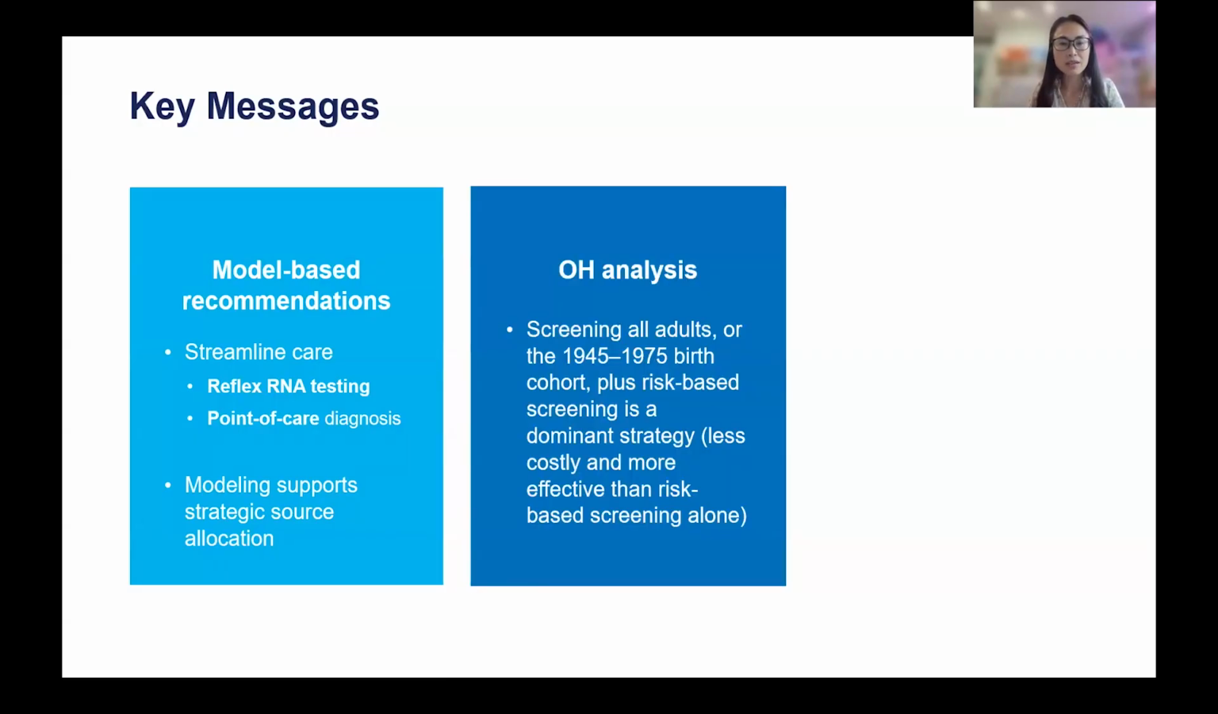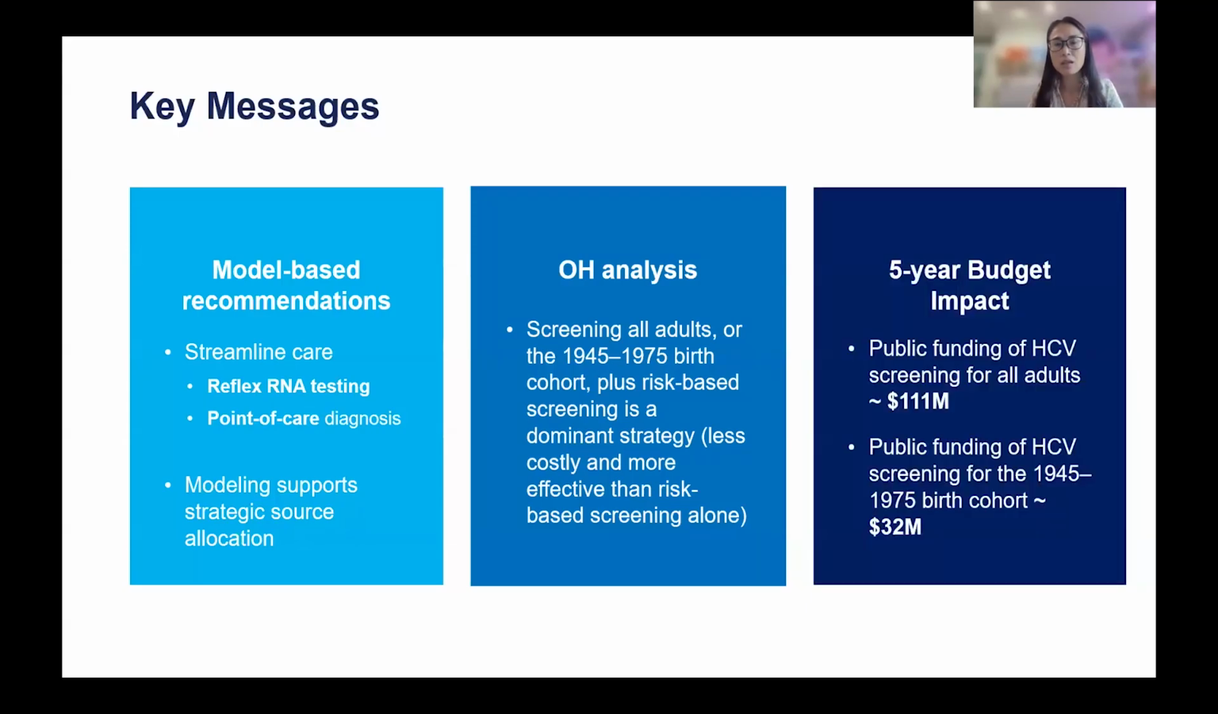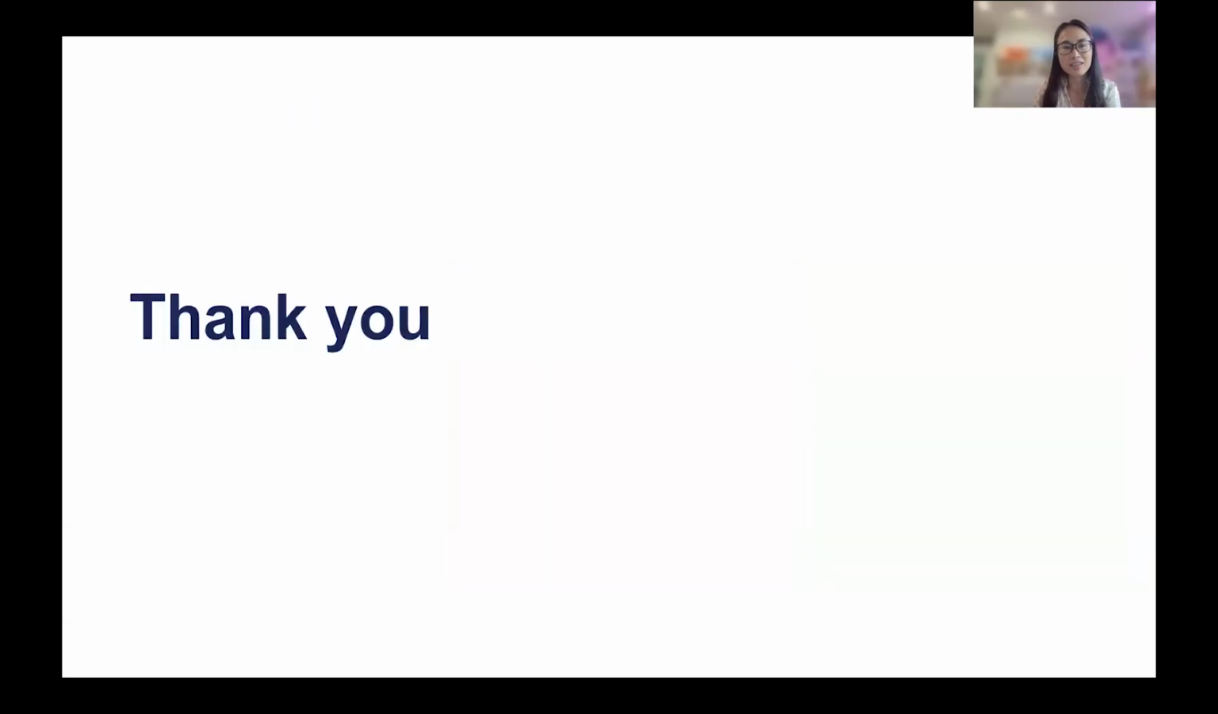So in terms of the OHTAC analysis, screening for all adults or for the birth cohort, in addition to risk-based screening, would be a dominant strategy, less costly and more effective than risk-based screening alone. As for the 5-year budget impact, funding for all adults in Ontario will require 111 million in the next 5 years. If only the 1945 to 1975 birth cohort is publicly funded, it would require 32 million. And thank you.